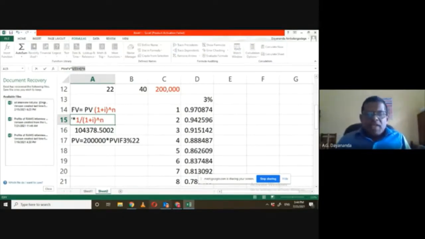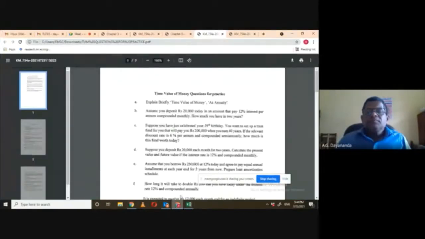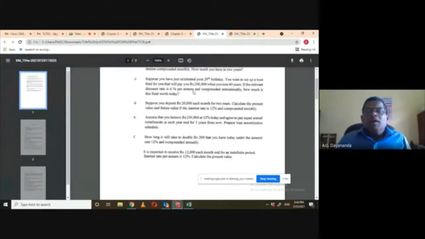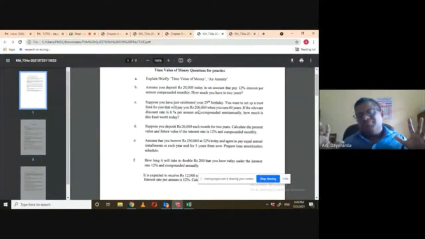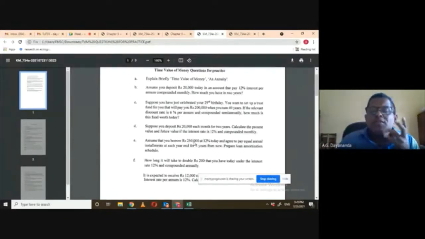Okay, shall we go to the next one then? Now you see the first question and second question talk about a lump sum, a single amount. Here, suppose you deposit 20,000 each month for 2 years. Now the story is different. The story is each month you are depositing for 2 years. Calculate the present value or the future value if the interest rate is 12% and compounded monthly.